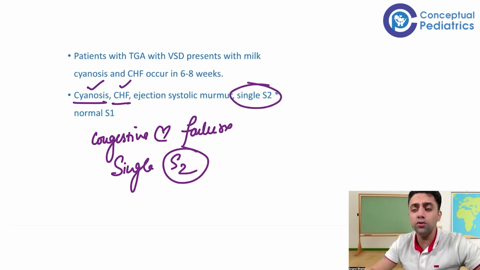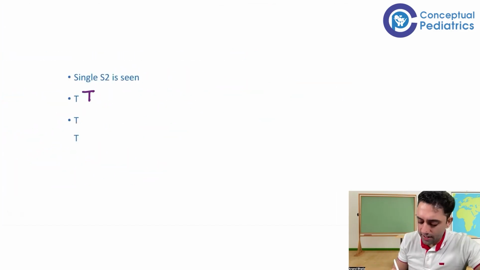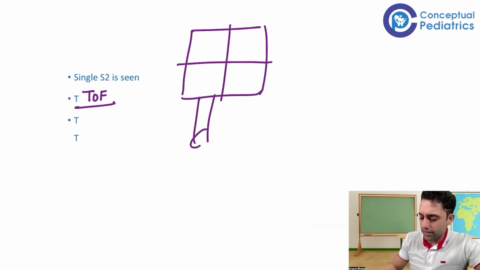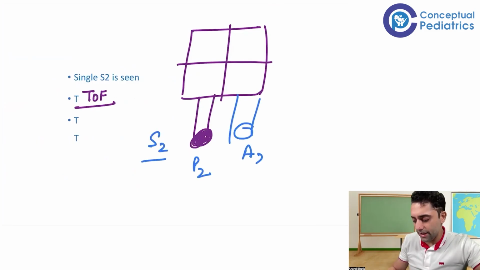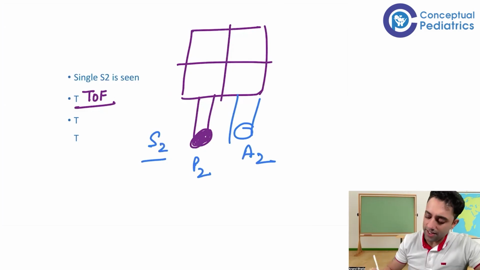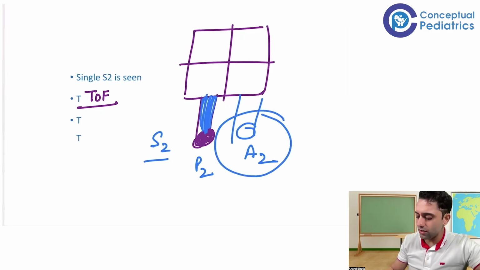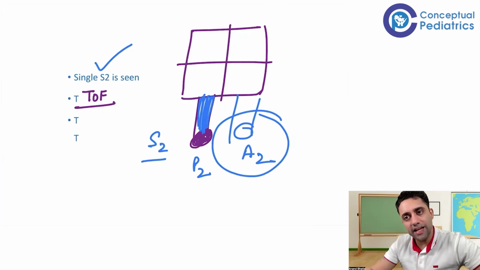If I ask you, where else do you see single S2? So that's an exam question. Can I say tetralogy of Fallot? We all know in tetralogy of Fallot, there is a pulmonary stenosis. And we know that the second heart sound is because of the closure of the pulmonary valves and aortic valves, known as P2 and A2. Just because in tetralogy of Fallot, I have complete pulmonary stenosis, only the aorta sound will come, and that is why you will have a single second heart sound.